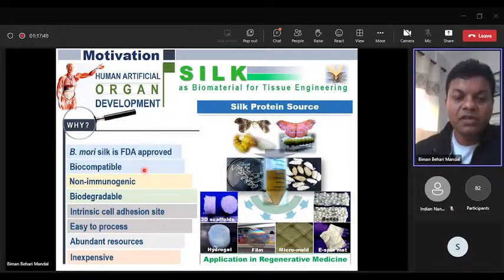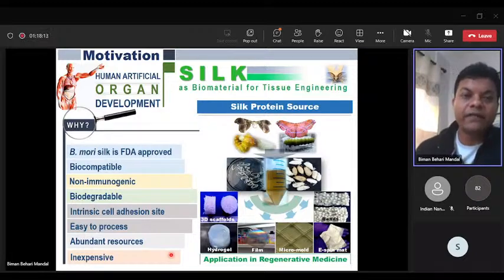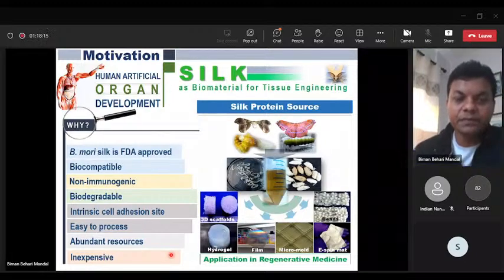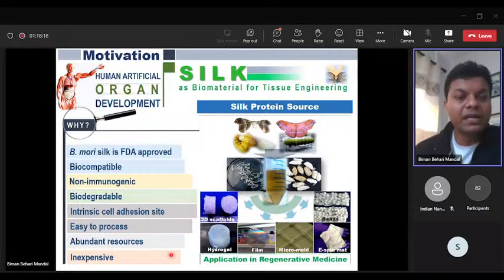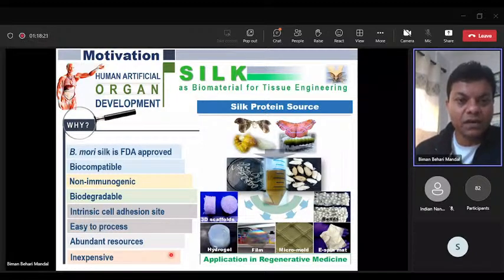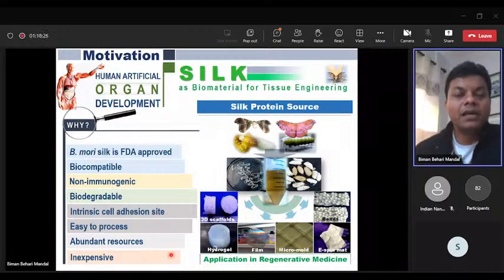It should be non-immunogenic, meaning it should not create an immune response. And as I said, it should be degradable, and it already has RGD sites. It is much easier to process, abundantly available, and inexpensive. The last three points are very important in the context of India and developing countries, and also in the context of making affordable technologies. My laboratory is trying to have these technologies in an affordable manner so that these organs can be recreated at a much less expensive cost, so that it can reach the last mile, who are in need of this kind of organs.